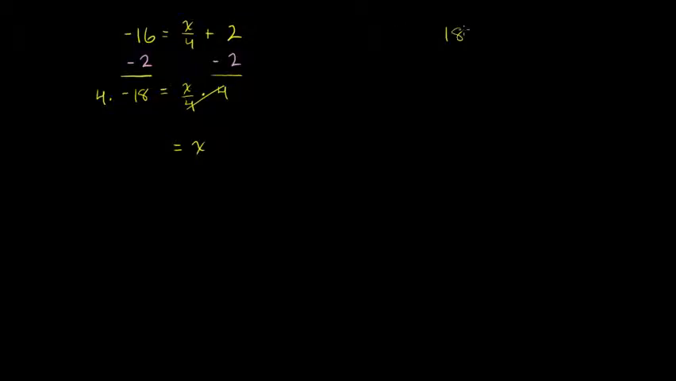So 18 times 4. If we were to multiply 18 times 4, 4 times 8 is 32. 4 times 1 is 4, plus 3 is 7, so 72. But this is negative 18 times 4, so it's negative 72. So x is equal to negative 72.